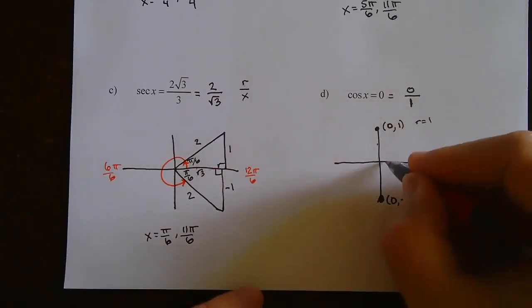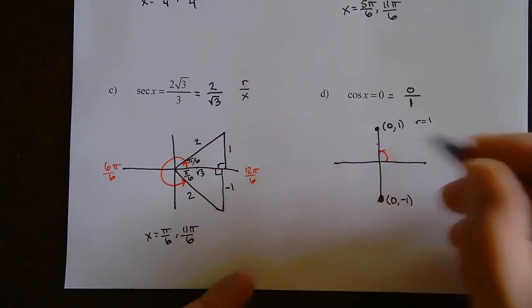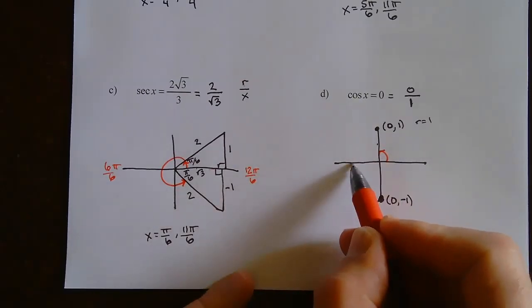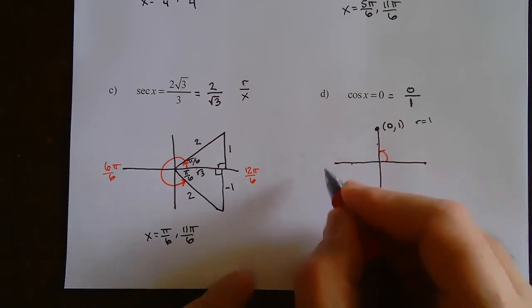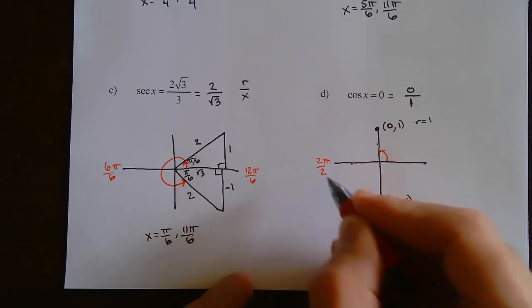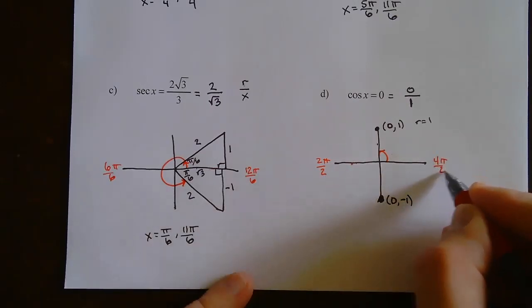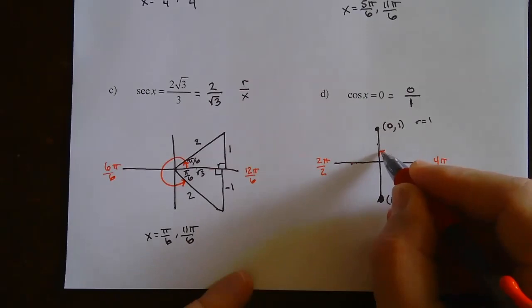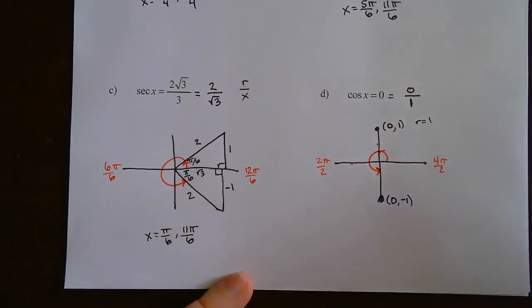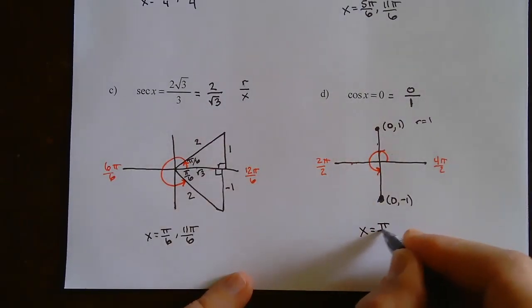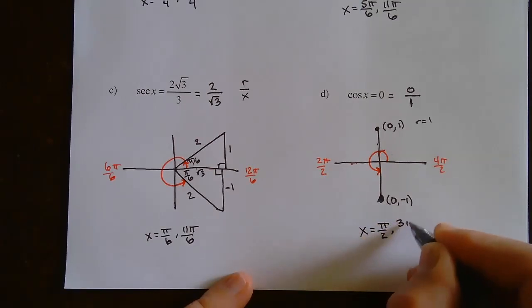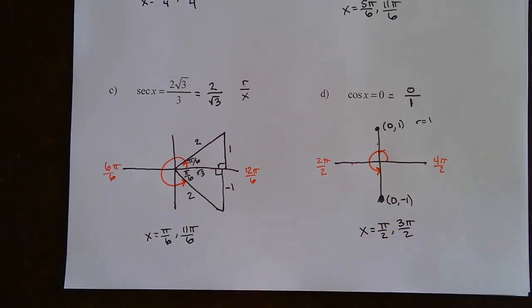Well, what is this angle right here? Going all the way to here is pi, right? So we have to break up pi into two equal angles, so this has to be pi over 2. That means this is 2 pi over 2, and this would be 4 pi over 2, which means this angle would have to be 3 pi over 2, right? So we'd rotate to pi over 2 or rotate to 3 pi over 2. The two answers are x equals pi over 2 or 3 pi over 2. Okay, and there's our two answers to cosine of x being 0.